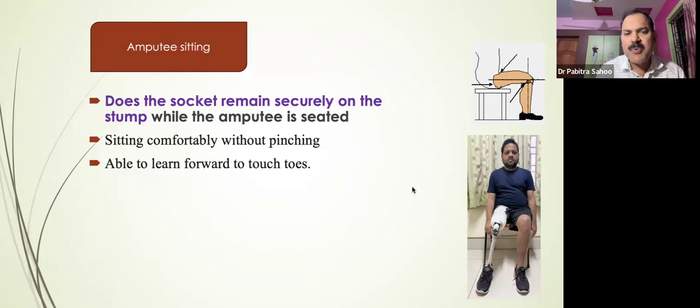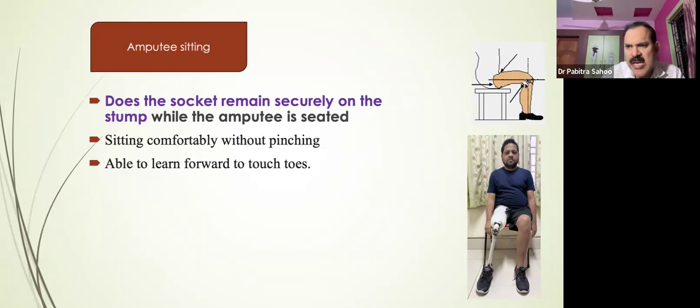Second check, adequate clearance: ask the patient to lean forward to touch his toes, the prosthetic toes. If he can bend forward touching his foot, that means adequate clearance is there. So these are the two important things one should look for when the patient is sitting. And the second thing, check whether the lateral wall of the socket is closely fit to the stump or not. Many times if it is not properly fitted, the socket will come loose while sitting, and you will have an excessive gap on the lateral side of the prosthesis between the socket wall and the stump. So these are the basic things you should look for.